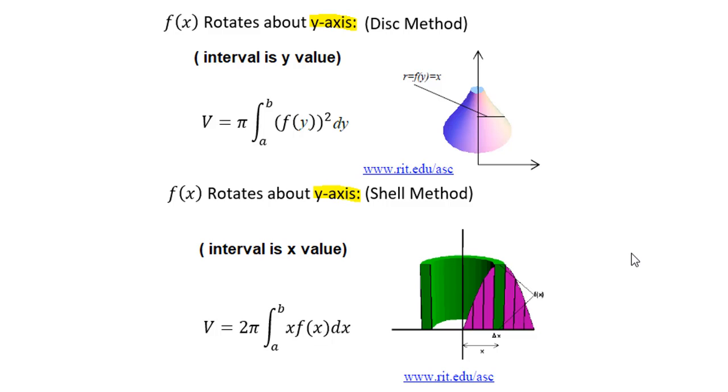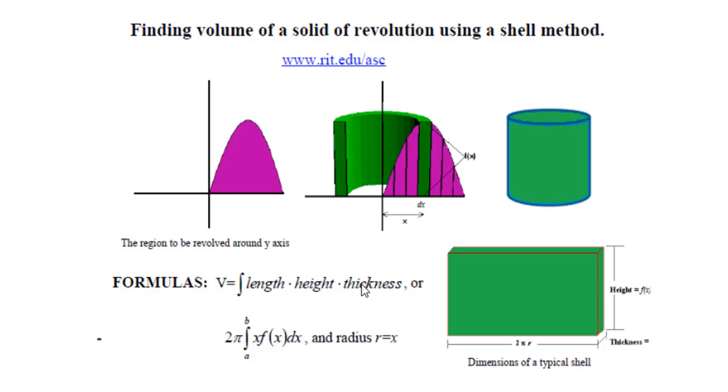In this video, I will show you how to use a graphing calculator to figure out the volume by rotating across the y-axis. There are two methods to figure out the volume by rotating across the y-axis. One is called the disk method. The other is the shell method. First of all, let's talk about the shell method.